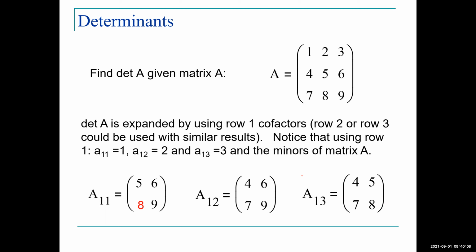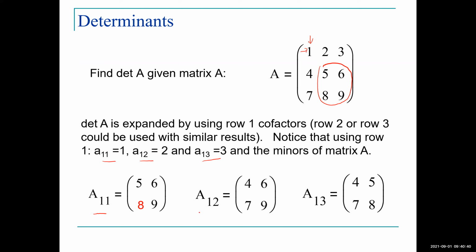Notice that using row 1, we have A11 equals 1, A12 equals 2, and A13 equals 3. And we obtain the minors of matrix A as follows. For A11, we are going to delete row 1 and column 1. So the minor would be that submatrix.